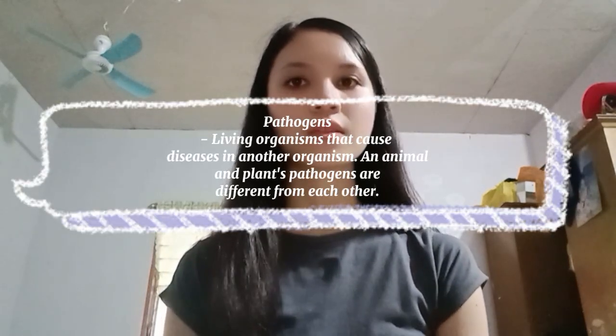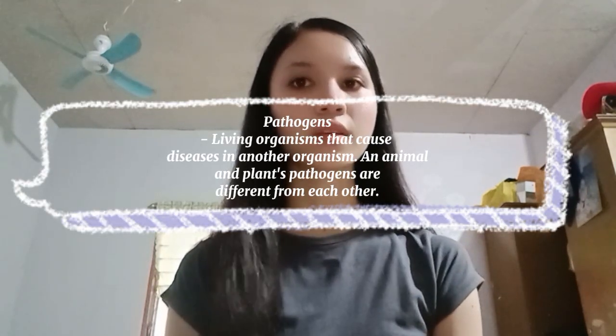The immune system has two main parts. These are the innate immune system, which is the first line of defense of the immune system, and it is acquired during birth. Next is the acquired immune system, which develops after exposure to a specific invader, and is the third or second line of defense for plants. We also have the so-called pathogens, which are living organisms that cause diseases in another organism.